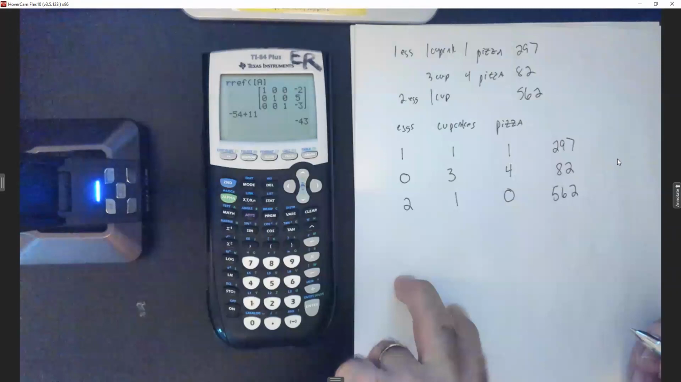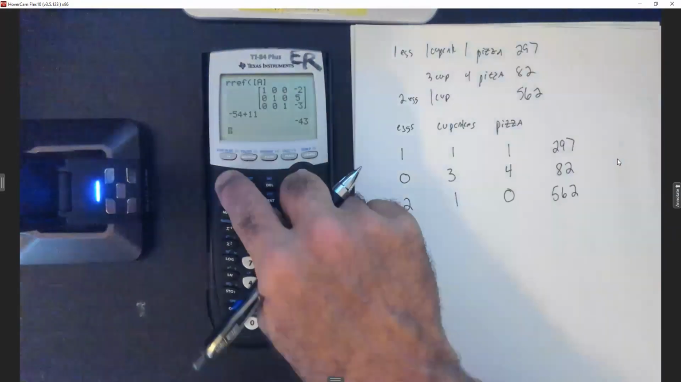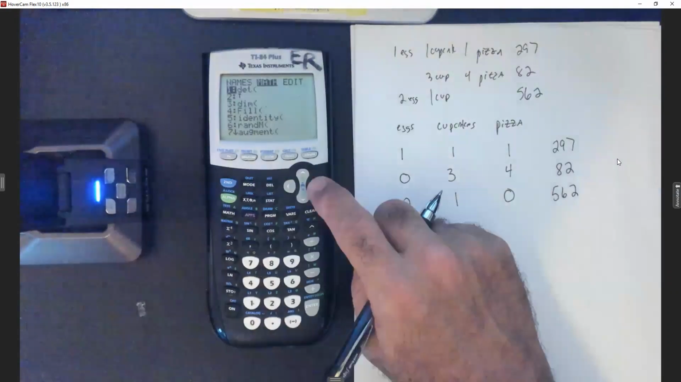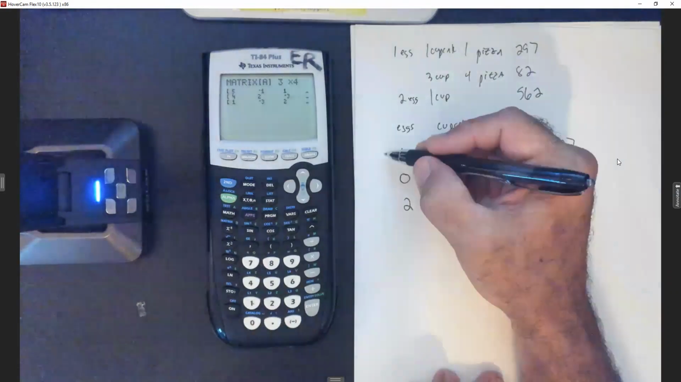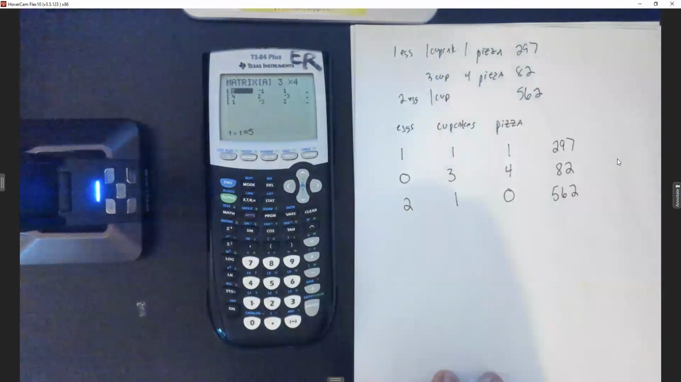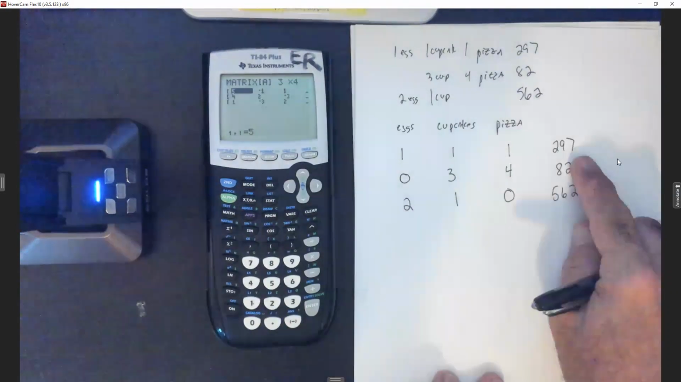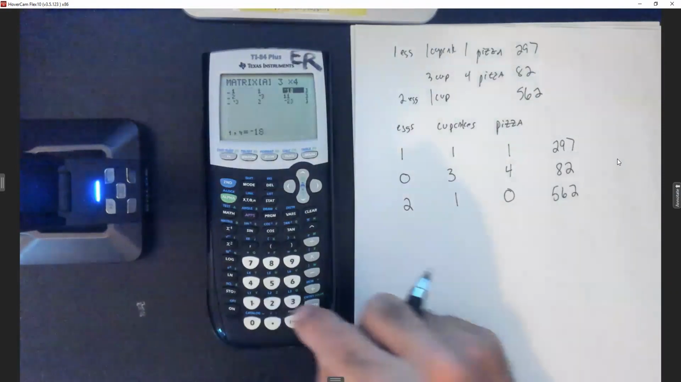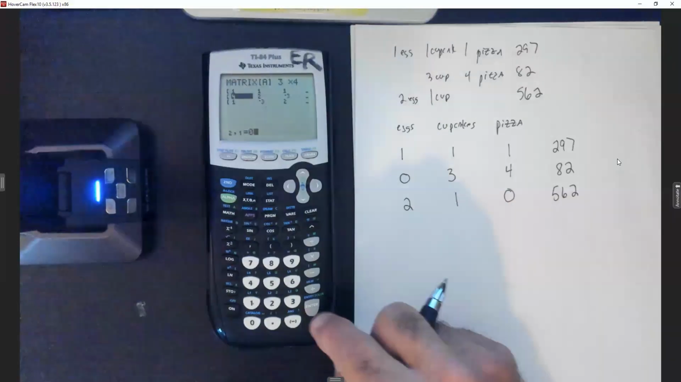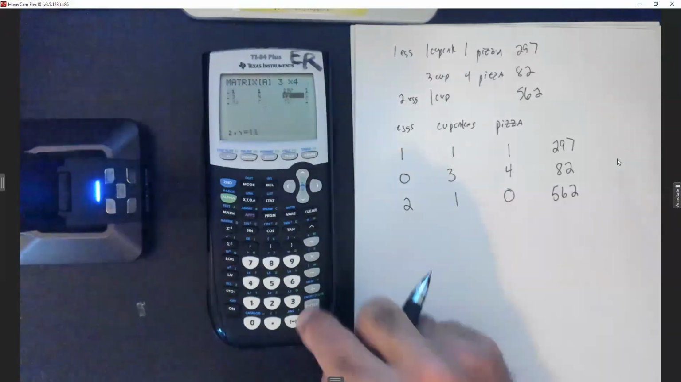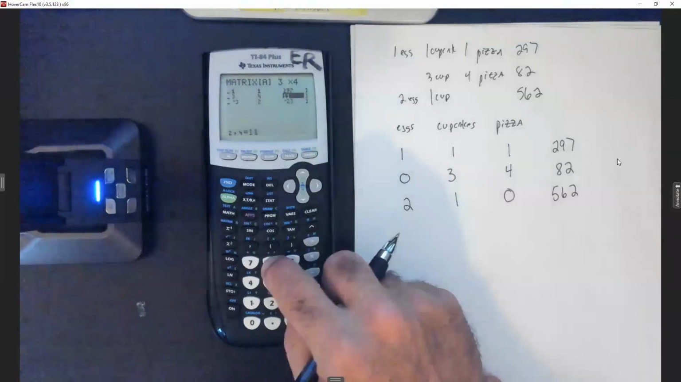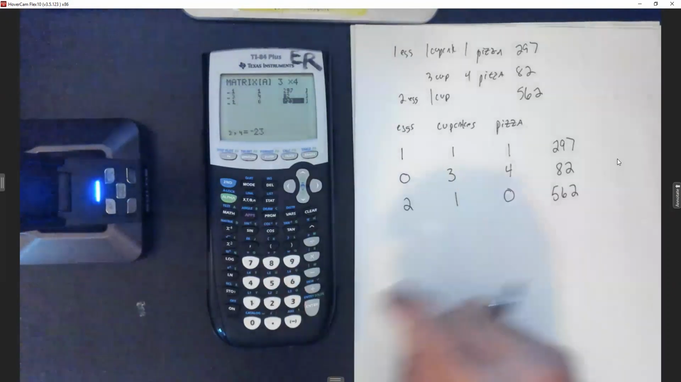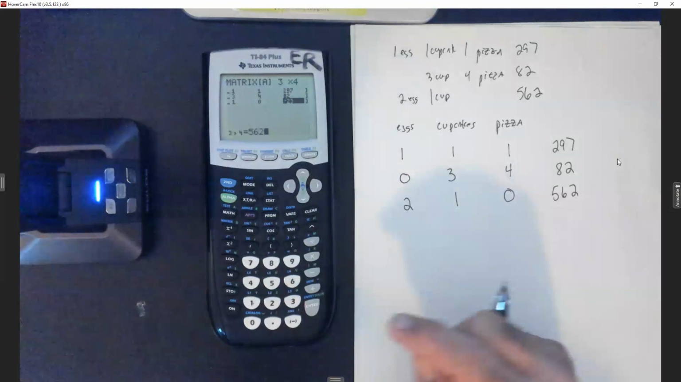So first I wanted to show you how to do it on the matrix. So we would go to second, x negative 1 to pull up the matrix, go over to edit and hit enter. This is still 3 rows by 4 columns, so enter on those. Now we want to put our numbers. So we had a 1, 1, 1, 297. Next row I had a 0, 3, 4, 82. Last row I had a 2, 1, 0, and a 562.